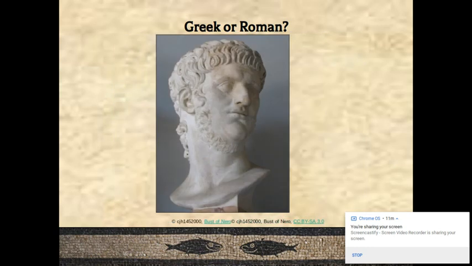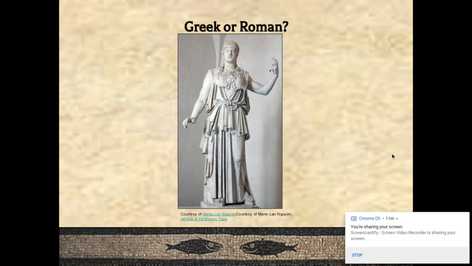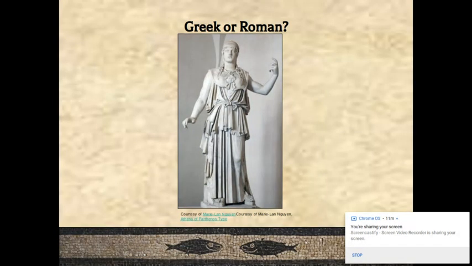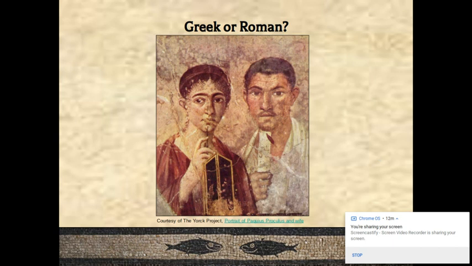This is D. Is it Greek or Roman? And how do you know? This is E. Is it Greek or Roman? And how do you know? And lastly, this is F. Is it Greek or Roman? And how do you know?